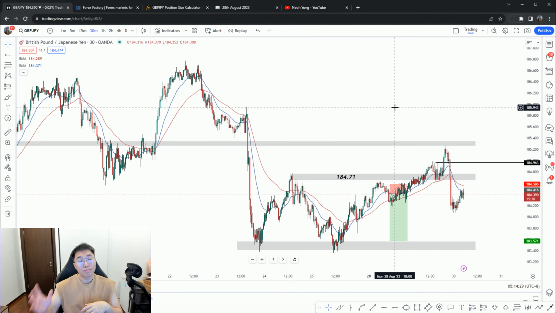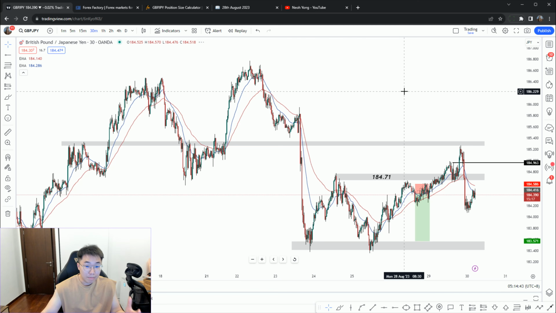So let's go through our trades. We actually have 2 red days in a row. Monday, which is the 28th of August, I'm not sure what your time zone is. Yesterday, which was the 29th of August, we also lost a trade on Aussie dollar. So let's go on to the pound yen first.